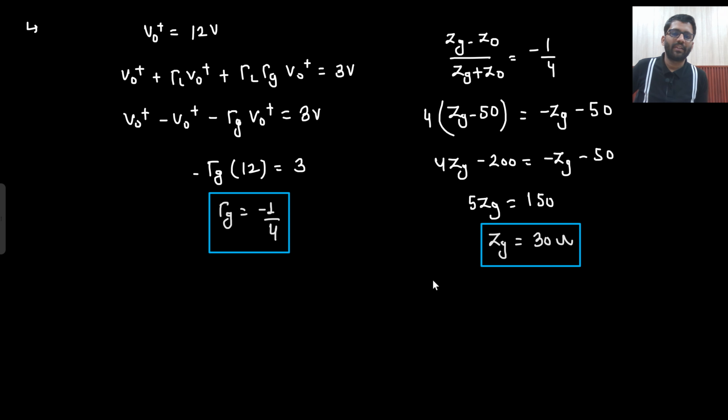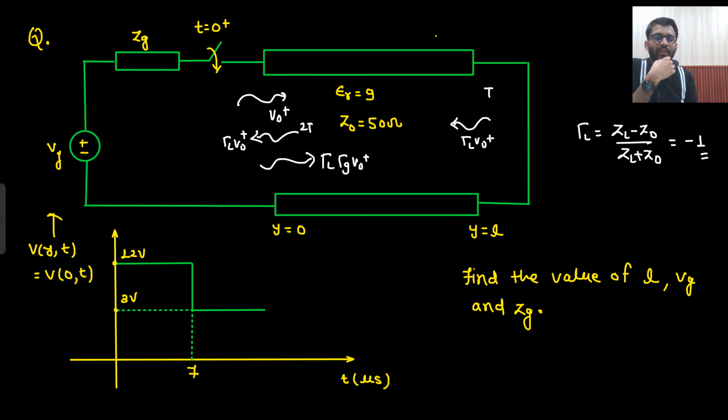The rest you can recheck as well. 30 minus 50 is minus 20, 30 plus 50 is 80. So yeah, minus 1 by 4 only we are getting. So this is the calculation. Very easy thing. Very easily we are doing the calculation and finding out these values. Well and good, so the Zg value we have found.